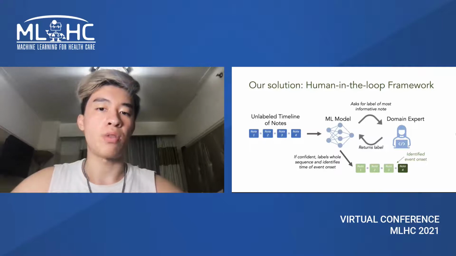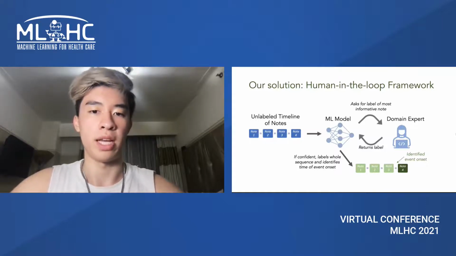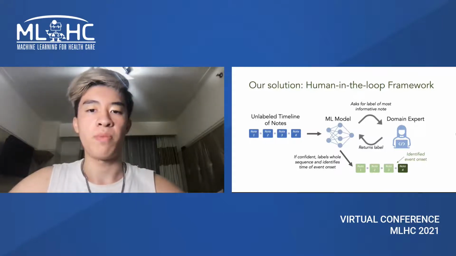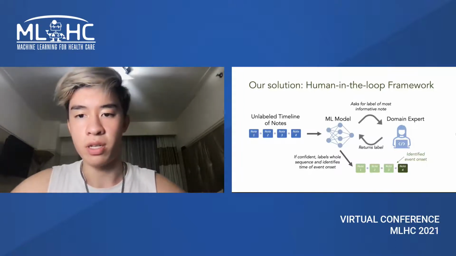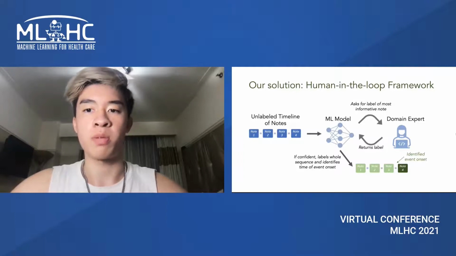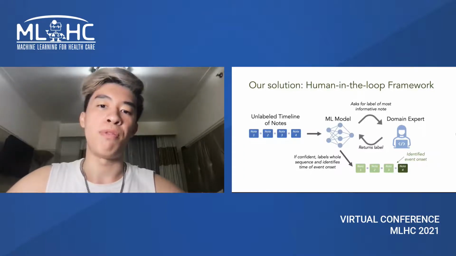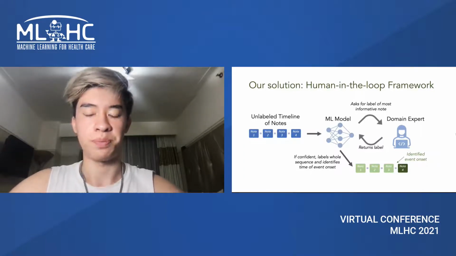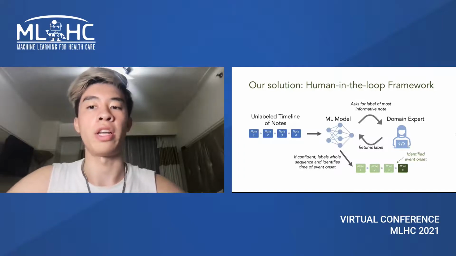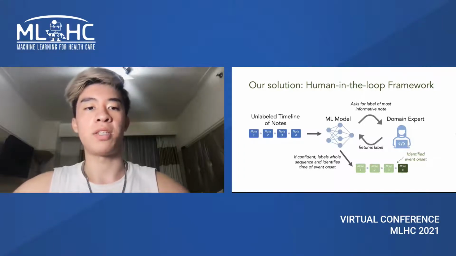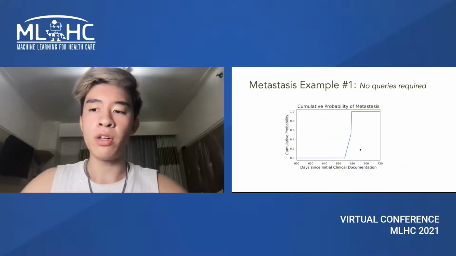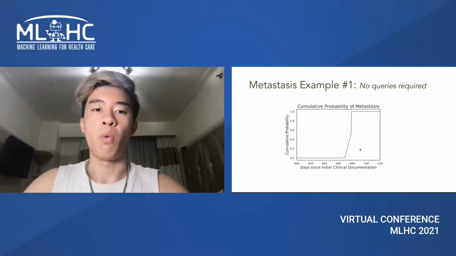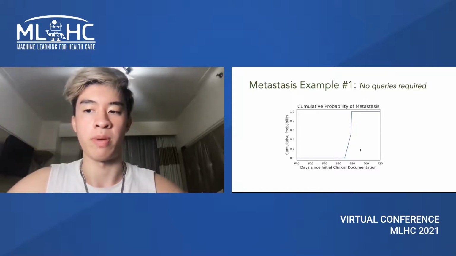First, we train a natural language processing model using a labeled dataset. Then during prediction, our system has the option of either using this model directly if it's confident, or to first query a domain expert for labels iteratively before making a more confident prediction. Because querying is done in an iterative way, the expert only has to read one note instead of sifting through all 50.